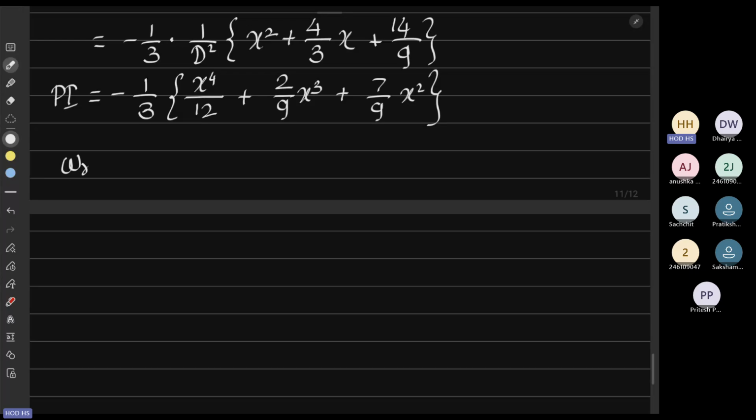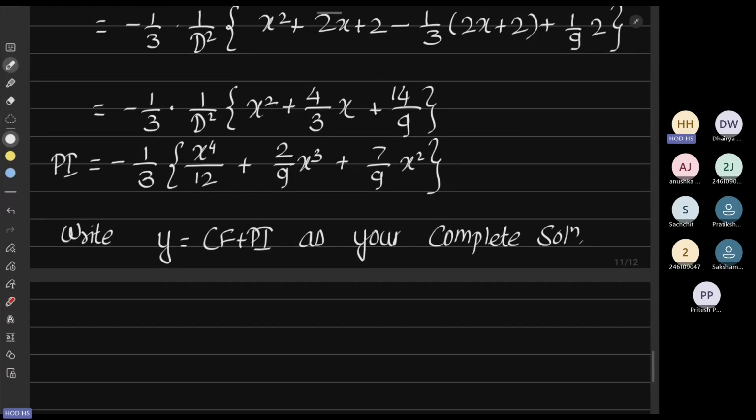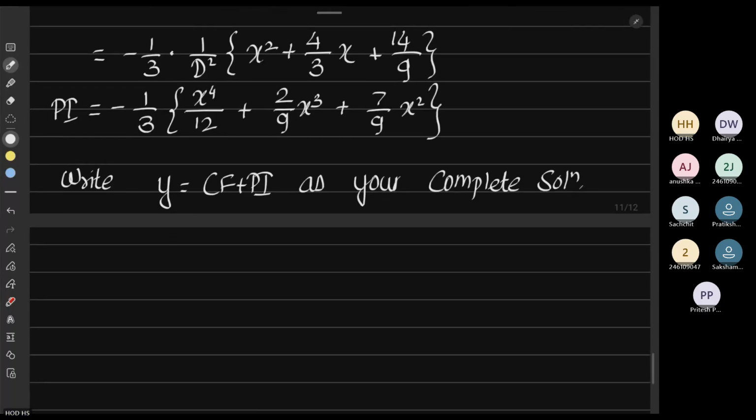So write y is equal to CF plus PI as your complete solution. That complete solution should be written as y is equal to CF plus PI.